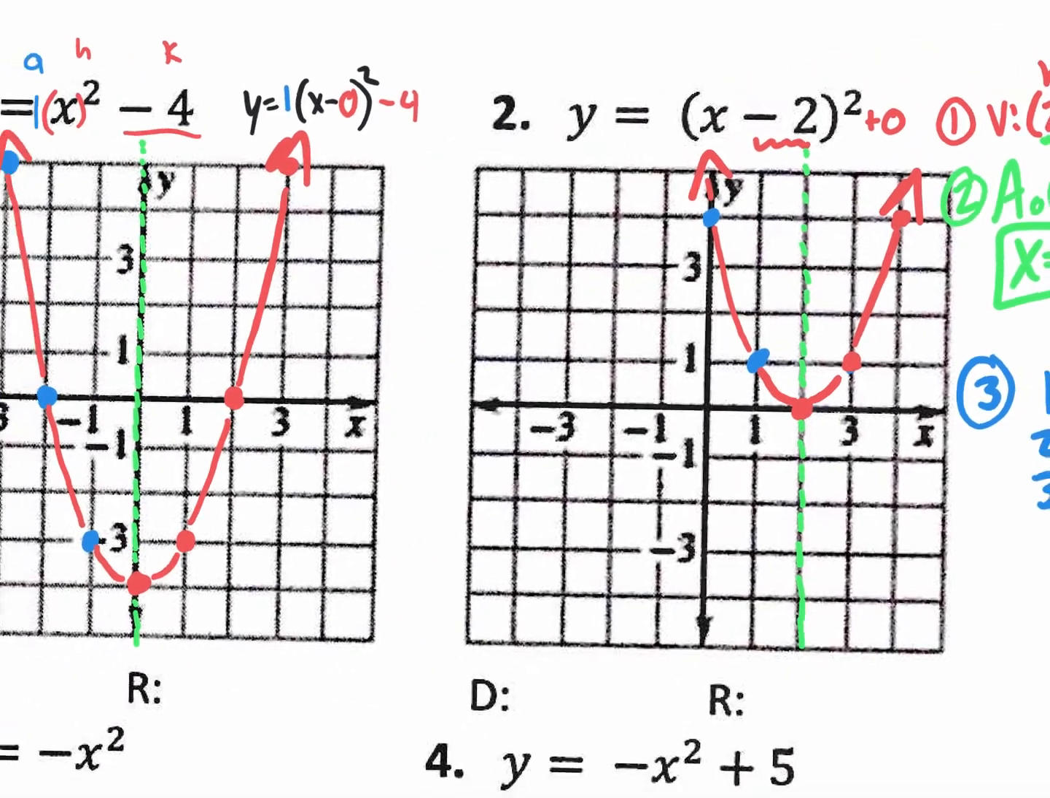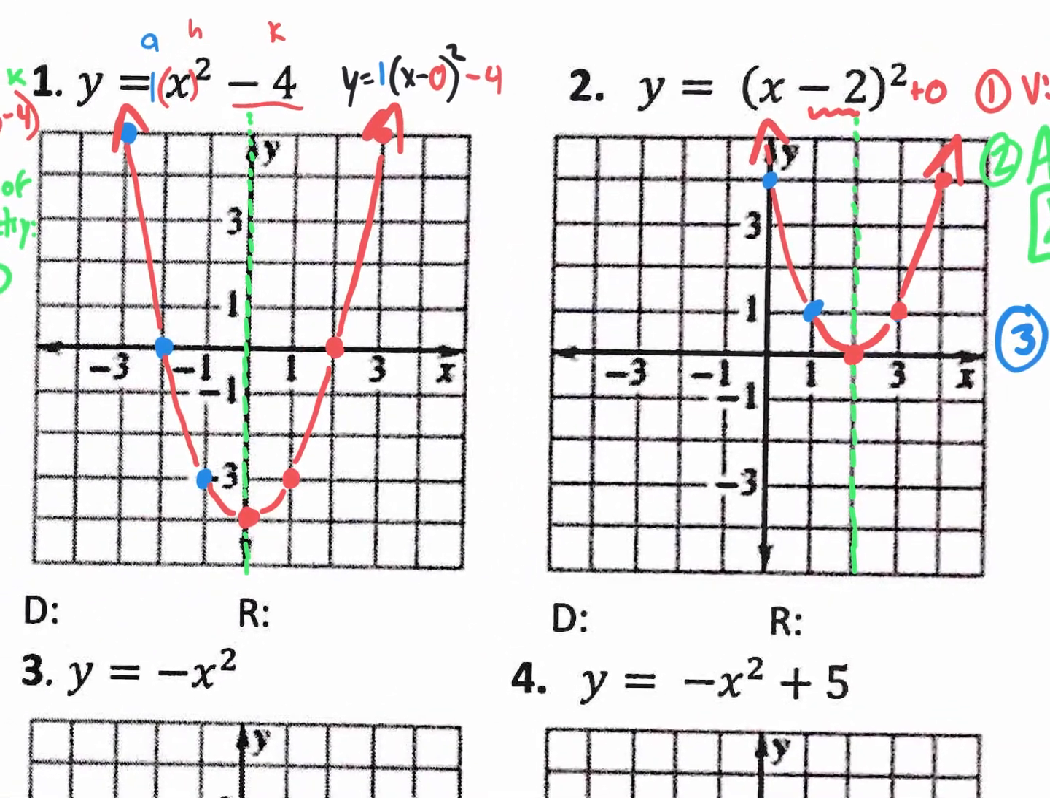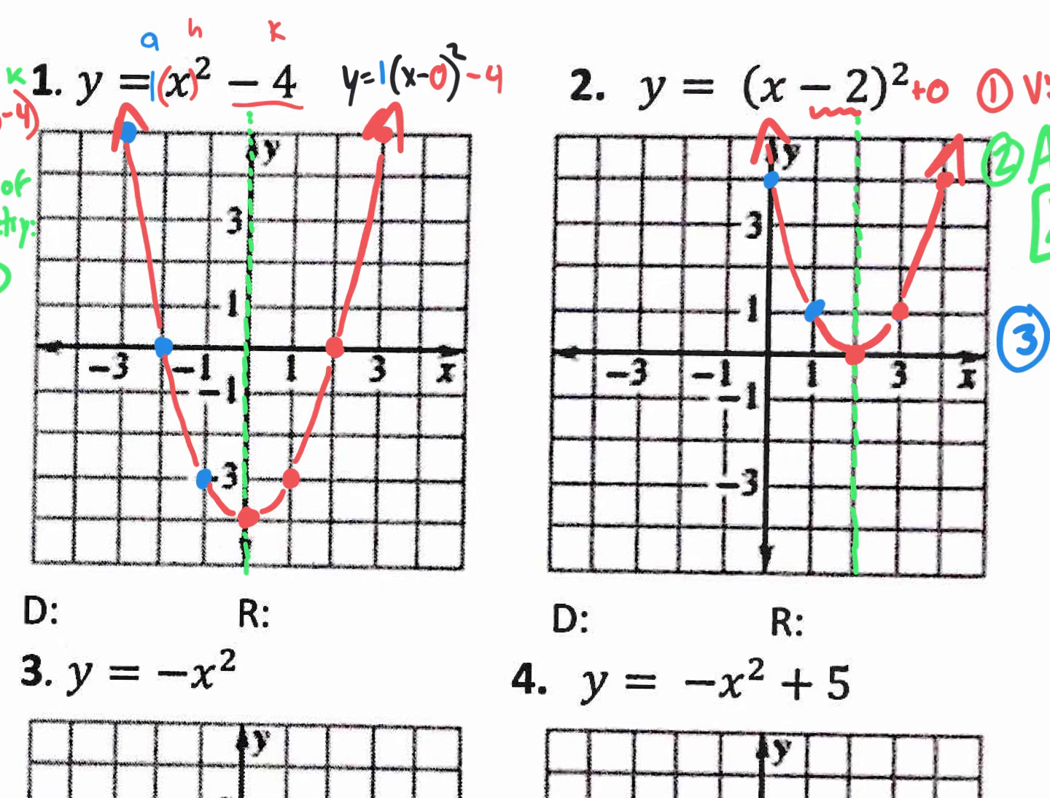Okay. Oh yeah, I've been forgetting. On all of these, I may ask you to state the domain and range, right? Now, the domain for any absolute value function, which is a V, or any parabola, which is a U-shaped curve, it doesn't matter if it's opening up or down, if it's wide or narrow, it's going to be x equals what? All real numbers. That's right.